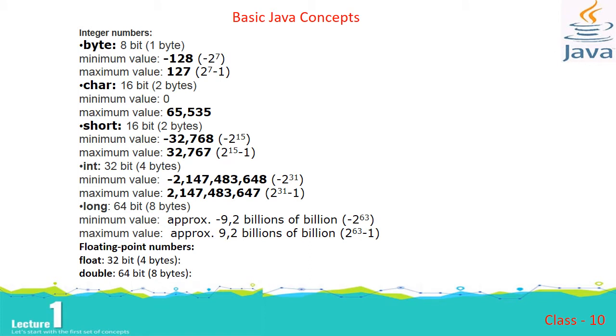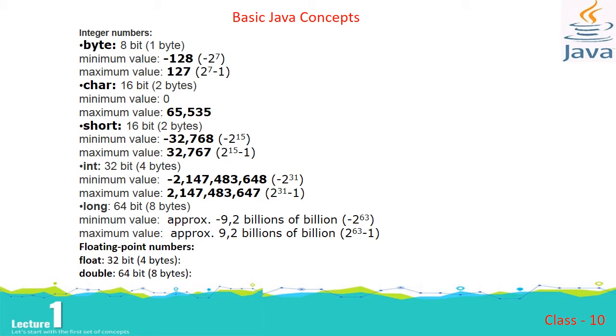That is byte. 1 byte is required. The minimum value is -128, and the largest possible value which we can store is 127. Character is of 2 bytes, and the maximum value, the number of different characters which we can generate, is 65535.